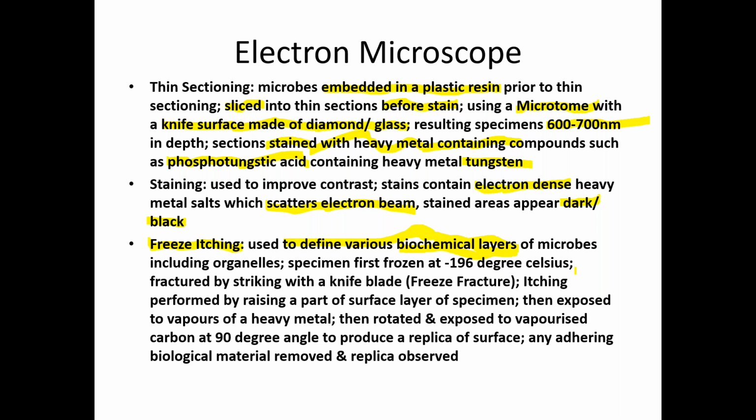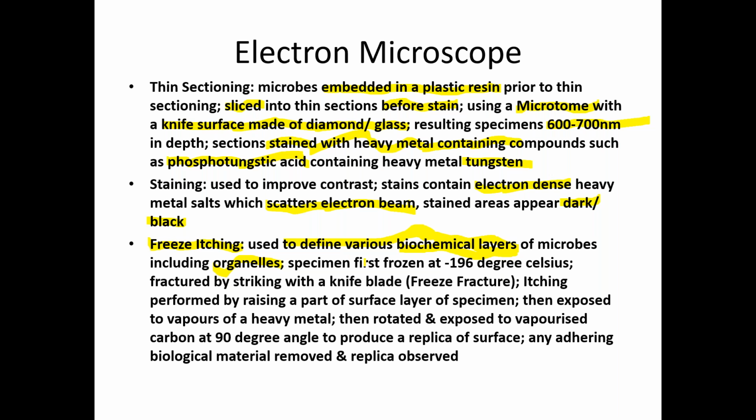So if we want to define various biochemical layers of microbial cells, including the internal organelles such as mitochondria, Golgi bodies, endoplasmic reticulum, for all those things, we have to go for freeze etching. So what is the primary purpose of freeze etching? In order to distinguish between various biochemical layers of a microbial cell, and also in order to properly view the internal organelles, we are going for freeze etching.